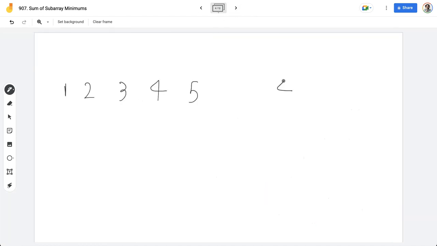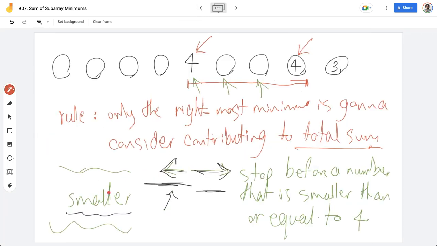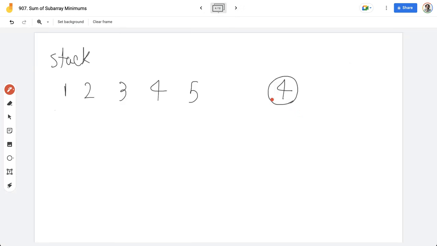So, and now we are looking at number 4, and number 4 in the array. And this is the stack so far. So remember, we were looking for the first number that is smaller. So we look at the stack. Is 5 smaller than 4? No. Is 4 smaller than 4? No. So we pop it from the stack. Is 3 smaller than 4? Yes. We keep it, and let's see what happens.